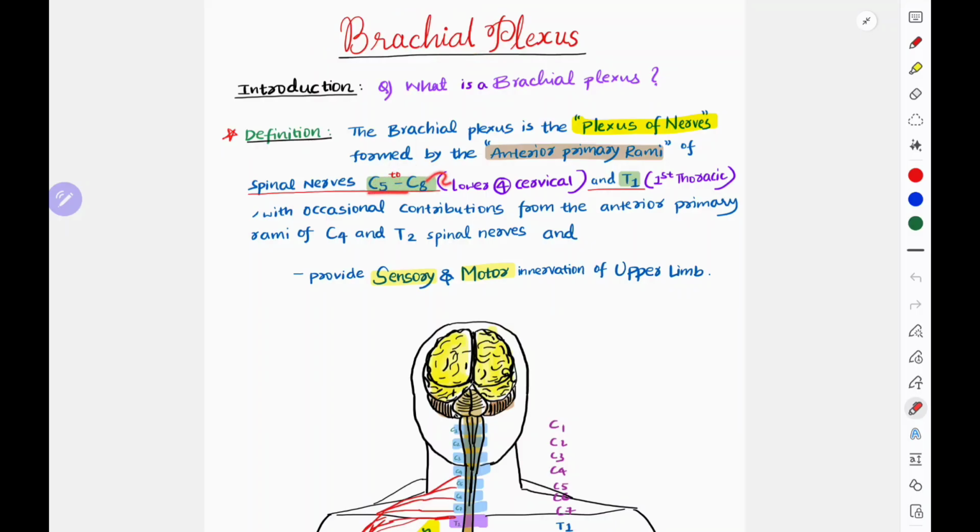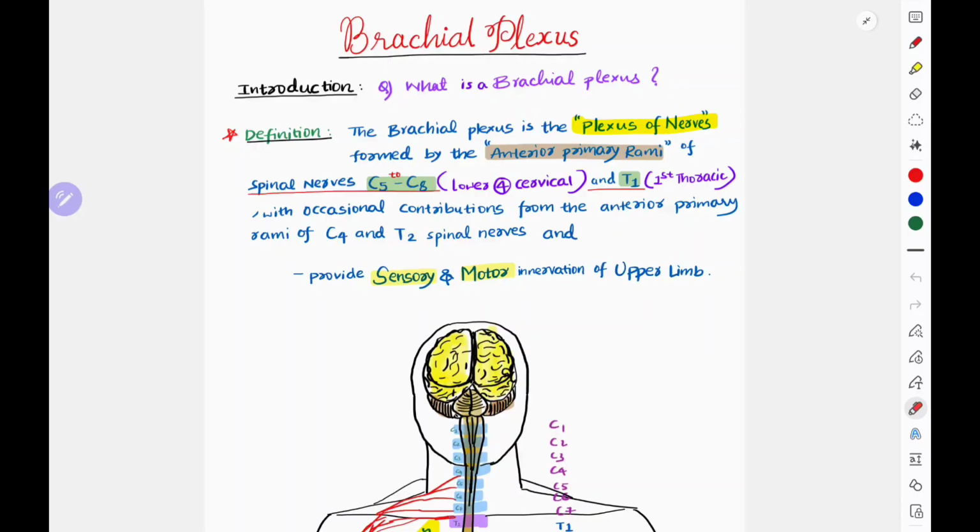So C5, C6, C7, C8 are the lower four cervical nerves. T1 is the first thoracic spinal nerve. They arise from the segments of the spinal cord, with occasional contributions from the anteromedial parts of C4 and T2, and provide sensory and motor innervation of the upper limb. So these spinal nerves arising from the spinal cord provide sensory and motor innervation of the upper limb. This network of nerves is called the brachial plexus.